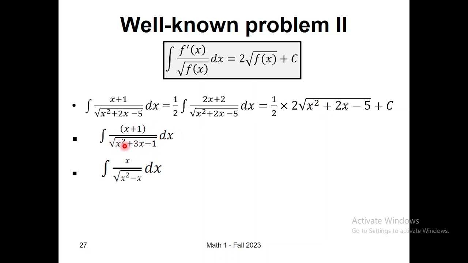What about this problem? If you try to check the derivative of this root, it will be 2x plus 3. We can simply modify this to be 2x multiplied by 2 and divided by 2. But we now get 2x plus 2. We have to make it plus 3. How to do this? By adding 1 and subtracting 1.